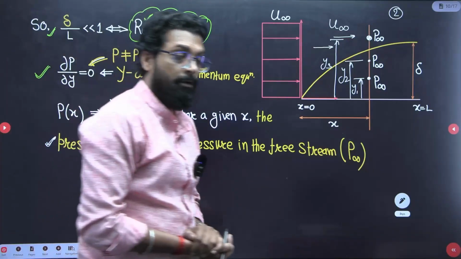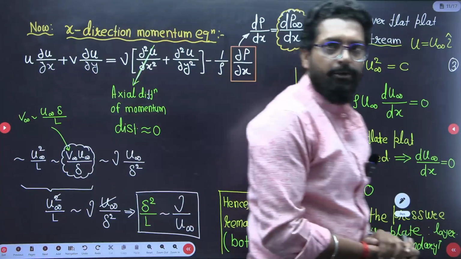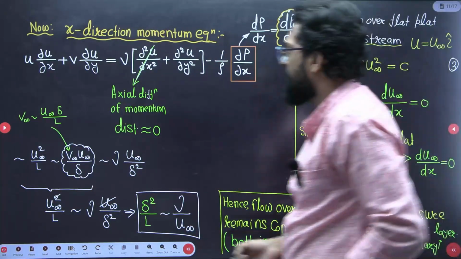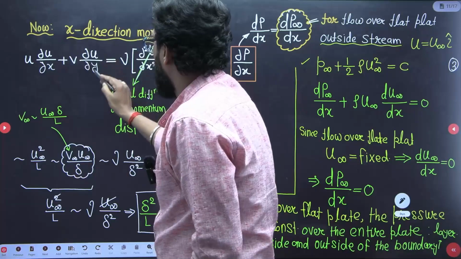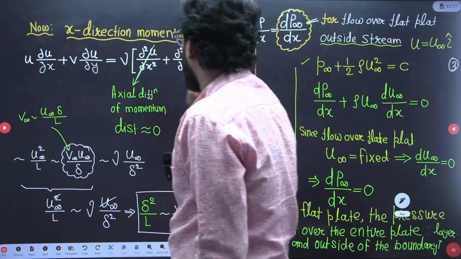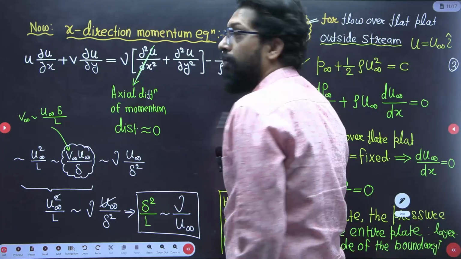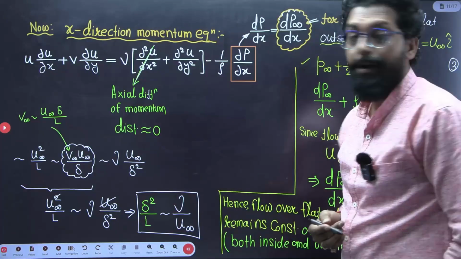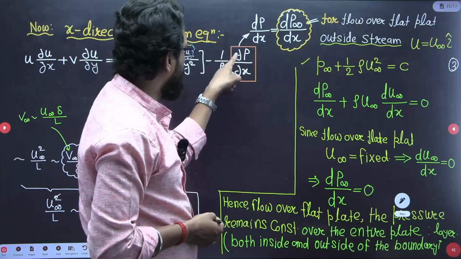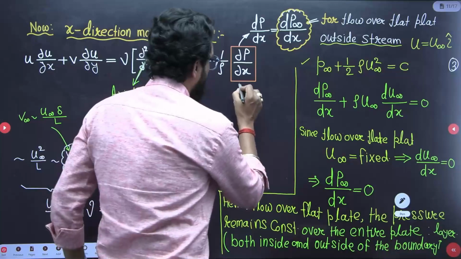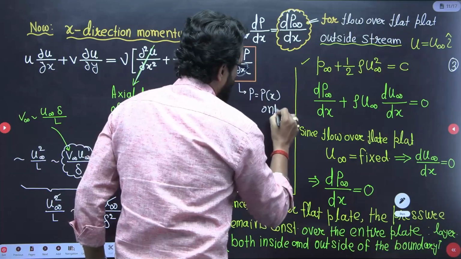Now we have to apply the X direction momentum equation. What is the X direction momentum equation? It is u ∂u/∂x plus v ∂u/∂y equals ν ∂²u/∂x² plus ν ∂²u/∂y² minus 1/ρ ∂P/∂x. Now take this term. What did we just conclude? That P is a function of X only.